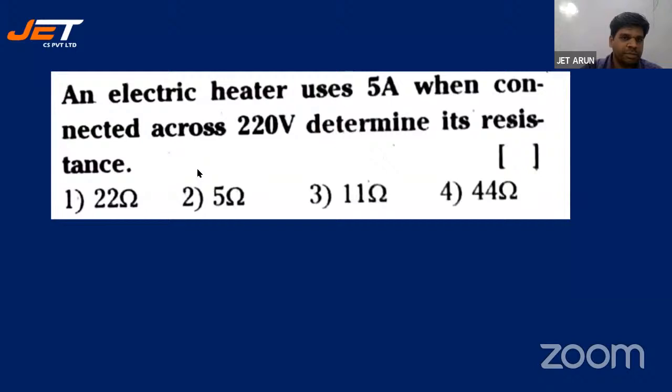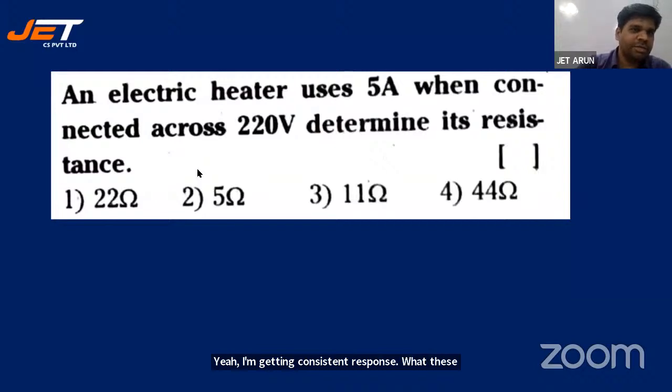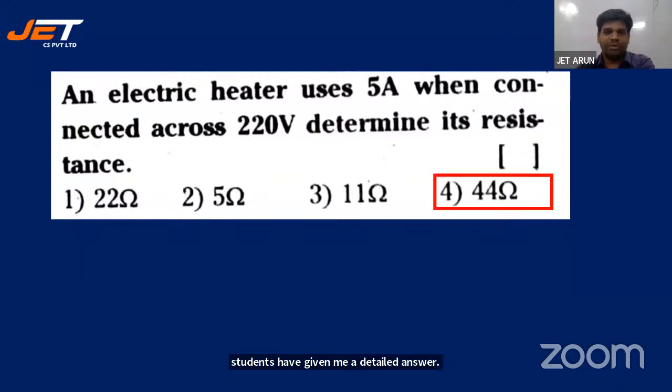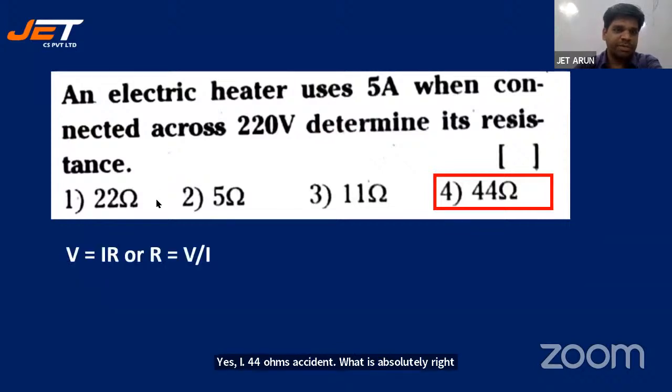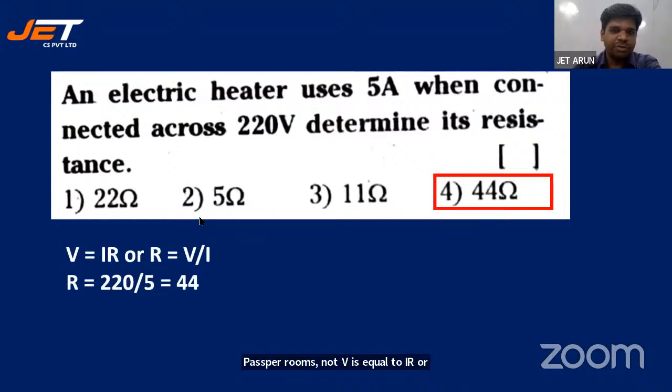Okay. Which law do you apply, students? Yes, excellent. Harshita, excellent. Vishwanath, excellent. Yeah, I'm getting a consistent response. But these two students have given me a detailed answer. Good. Ohm's law is applied. Let's look at the key. 44 ohms. Excellent. Four is absolutely right, students. As per Ohm's law, V is equal to IR, or R is equal to V by I. I've got 220 by 5, which is 44. 44 ohms. Simple.